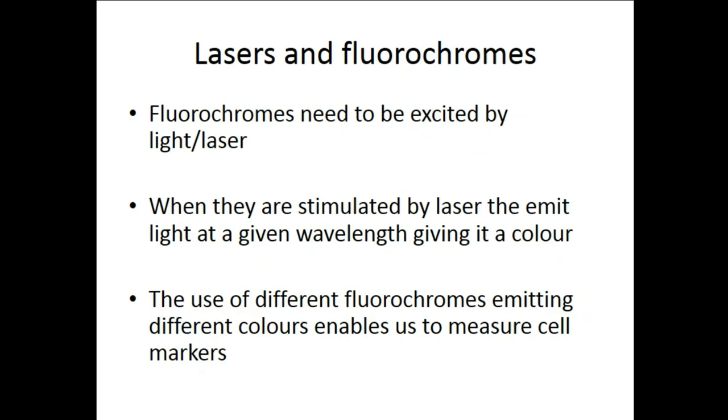So, lasers and fluorochromes. Lasers and fluorochromes are what dictate the amount of targets we can look at. Okay? There are a whole range of different lasers you can use, and equally there's a whole range of fluorochromes you can use. When the fluorochromes are stimulated by laser, it causes the fluorochrome to emit a light, at a particular wavelength, giving this color. The use of different fluorochromes emitting different colors enables us to measure different cell markers.